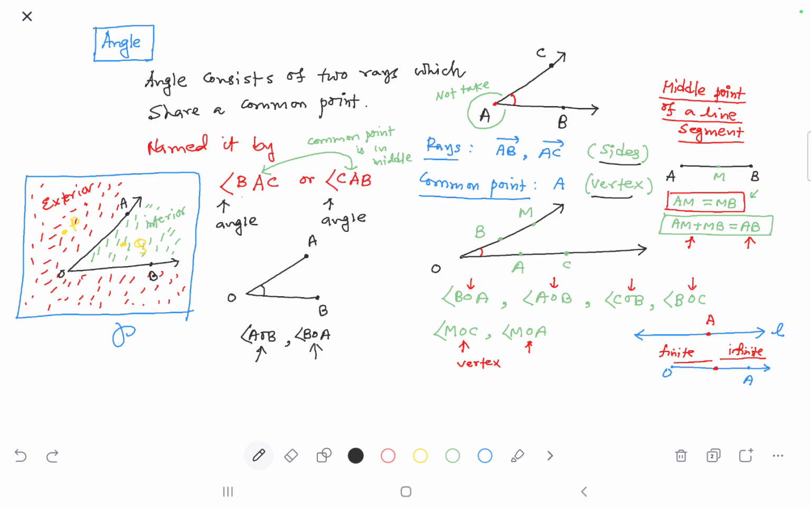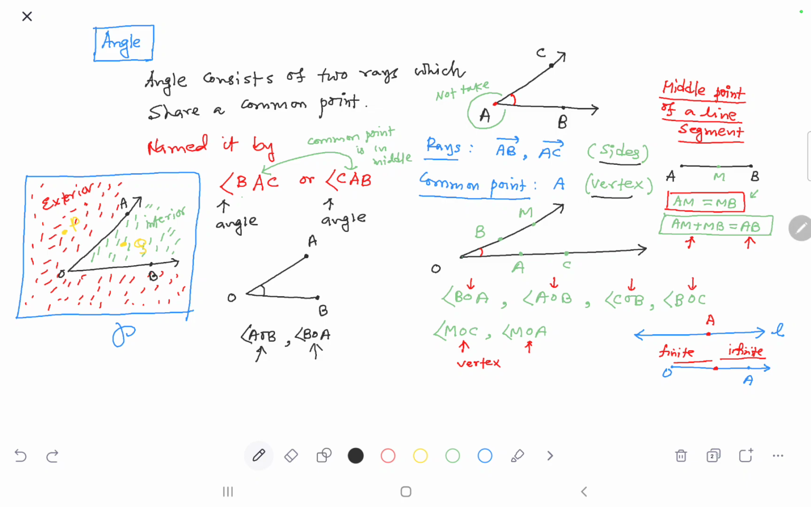In any direction, any one of the rays we can select. We can take the point from any one of the rays. It does not matter which ray you take first. You can take any ray and select a point on it, then take the other ray, select a point on that ray, and then give the name.